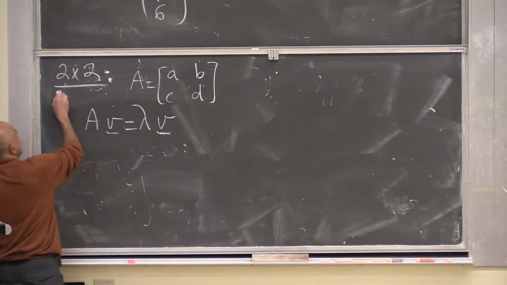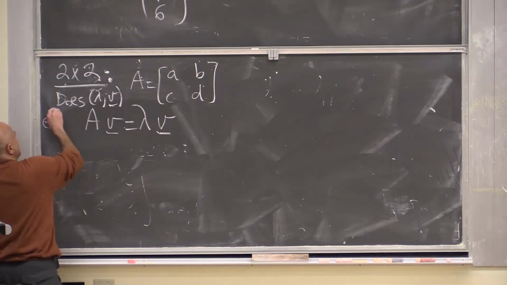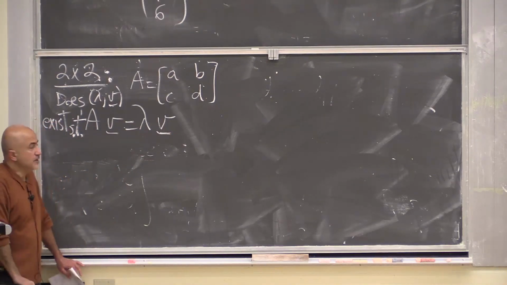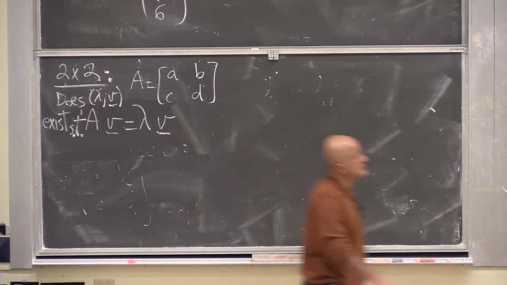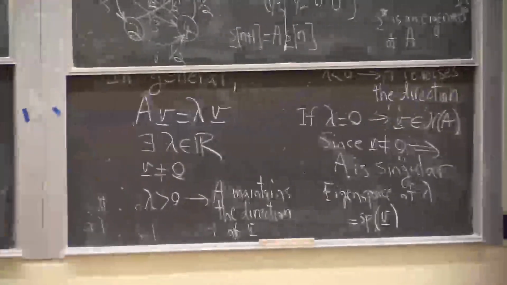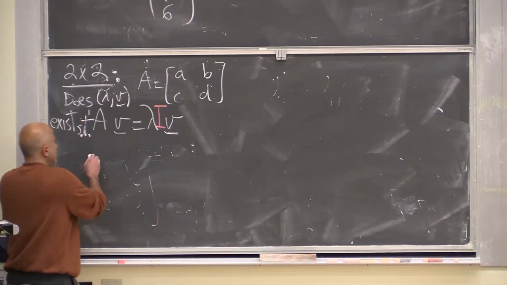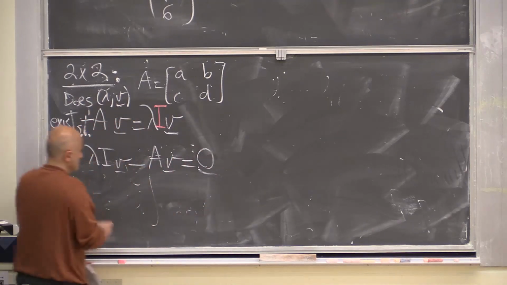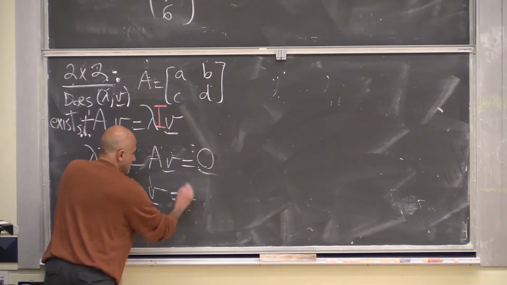Does an eigenpair lambda, v exist such that Av is equal to lambda v? Well, I do what I did in the PageRank problem. In the PageRank problem, I started with the equilibrium equation, and I took the AS to one side. Okay, so I'll do the same thing here. I'll write this as lambda I times v, and now I can write lambda I v minus A v equals 0. And on the left, I have lambda I minus A times v equals 0.